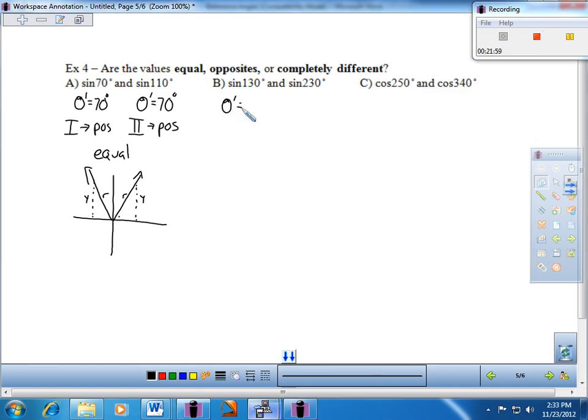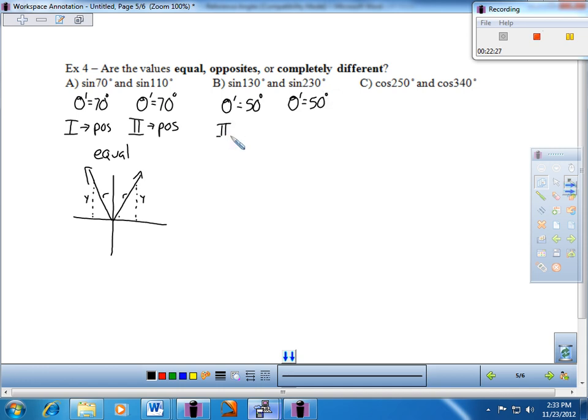130 is in the second quadrant. I'm seeing 180 minus 130, that's 50 degrees. Okay, let's come over here. 230 is in the third quadrant. 230 minus 180 is also 50 degrees. So position-wise, they're identical. Just quadrant-wise, that's what we're going to look at.